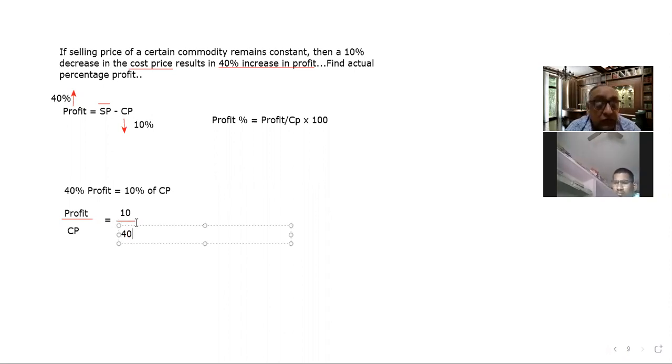And you know that when we need to find the profit percentage, we multiply it by 100. So multiply it by 100, it cancels, here it becomes 4, and 100 divided by 4 becomes 25. So the profit percentage is equal to 25% of the cost price. That is the profit percentage.